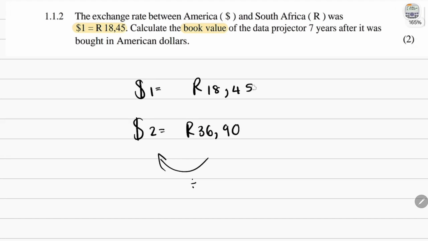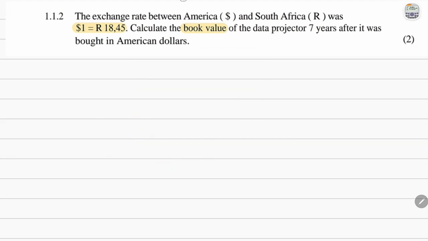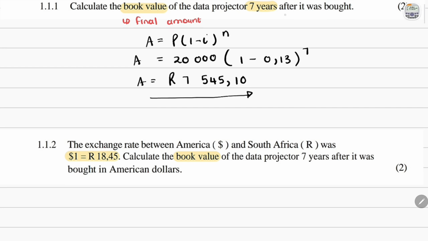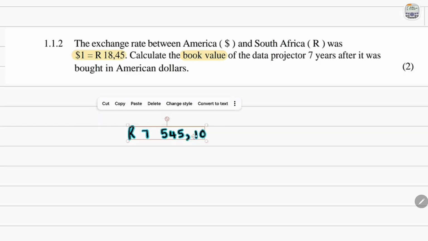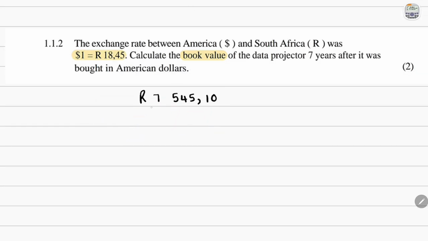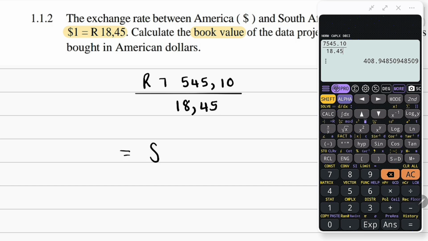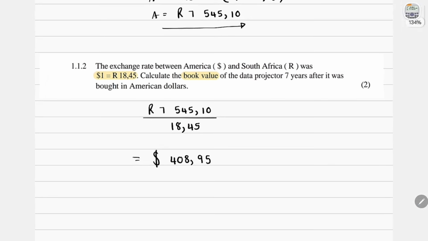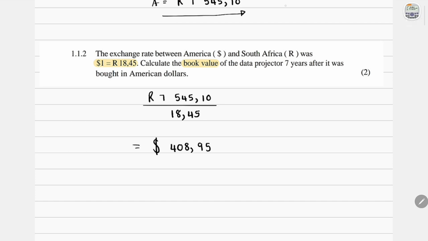So we're going to take that 7,545 Rand that we had and divide by our exchange rate, so divided by 18 Rand 45 cents, and let's get our answer. Our answer in American dollars is 408.95, because the 8 is going to round the 4 up to a 5. And that is our answer. Moving on to the next question.